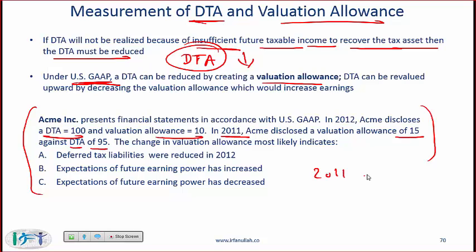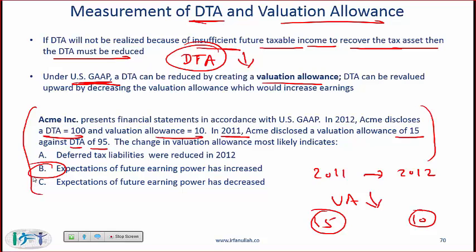So what happened between 2011 and 2012? What was the valuation allowance in 2011? In 2011, the valuation allowance was 15. Now the valuation allowance has gone down to 10. So what happened to the DTA? The DTA actually increased. So that means that expectations of future earnings power has increased. It's more likely that the company will make money, so it can reduce the valuation allowance.